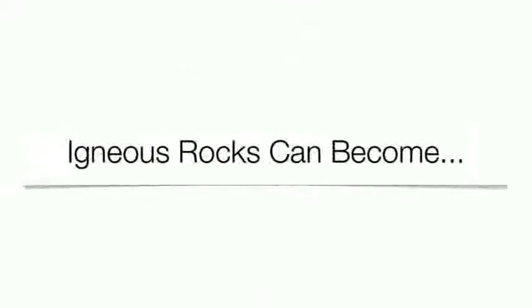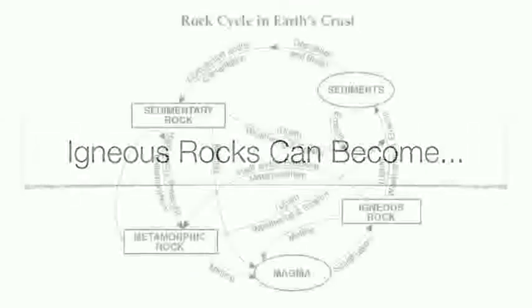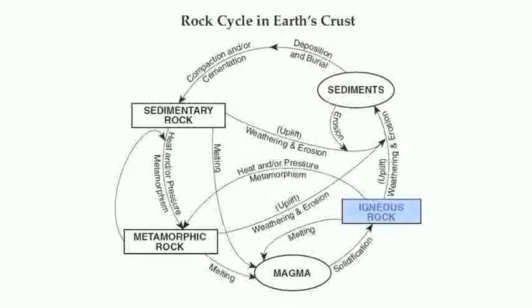The next type of rock we're going to take a look at is igneous. Igneous rocks can become sedimentary. Igneous rocks can undergo weathering and erosion and uplift into sediments. Again, those sediments can be eroded even further, even into smaller particles, deposited, buried, compacted, and cemented into sedimentary rock. Igneous rocks can become metamorphic by simply undergoing intense heat and pressure, or igneous rocks can become itself by melting back into magma and then solidifying into a different type of igneous rock.